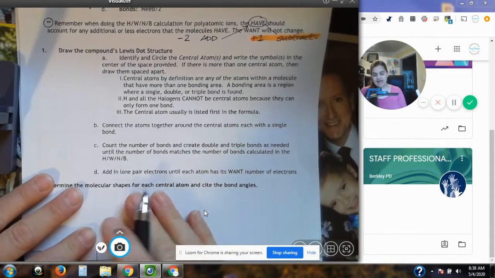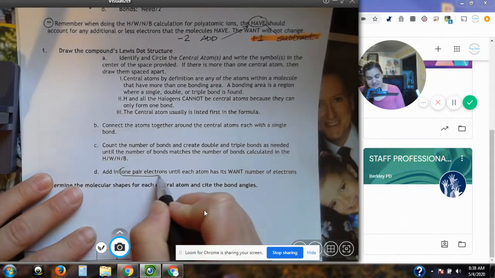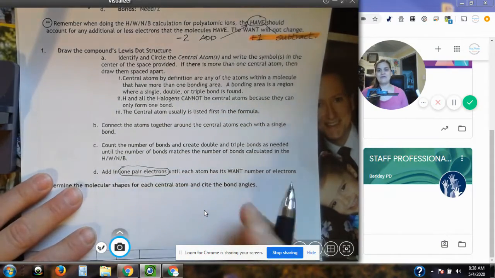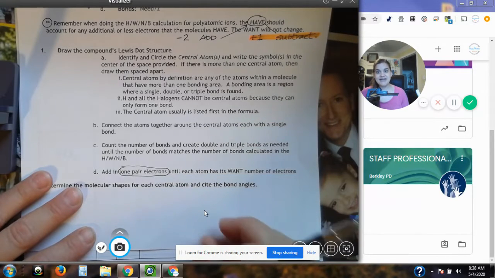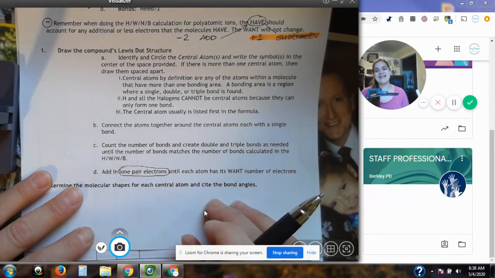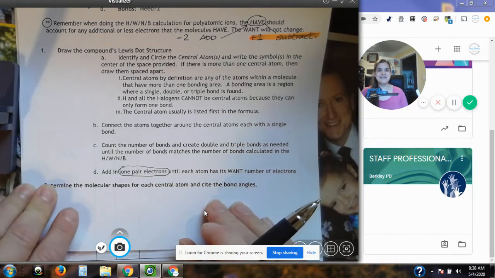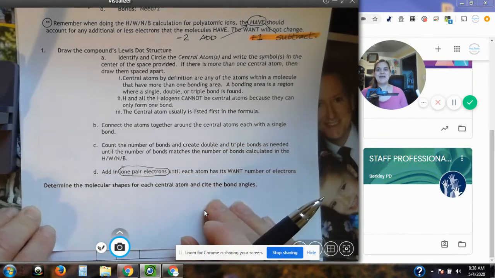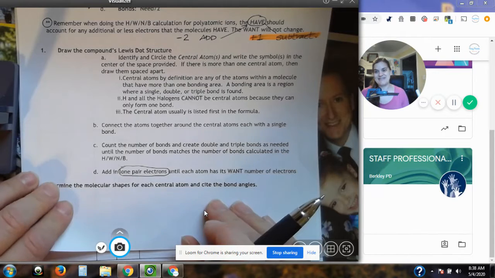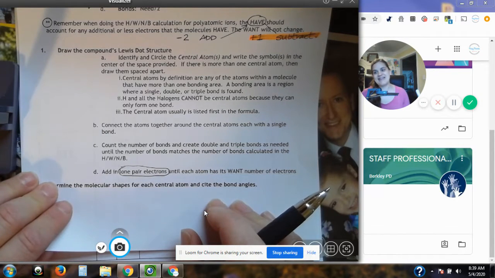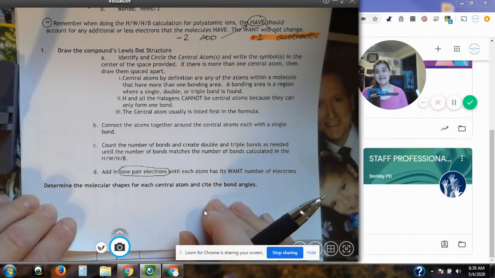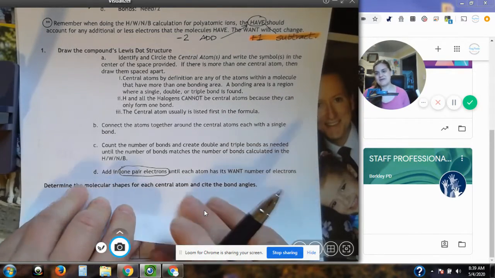And lastly, I have noticed a lot of students are forgetting to add in their lone pair electrons. That's both on the attached atoms and on the central atom. If there is a lone pair on the central atom, it will make a big, big difference in the overall shape. The lone pairs on the attached atoms, or the legs, are not as important, but still we want you to include those.